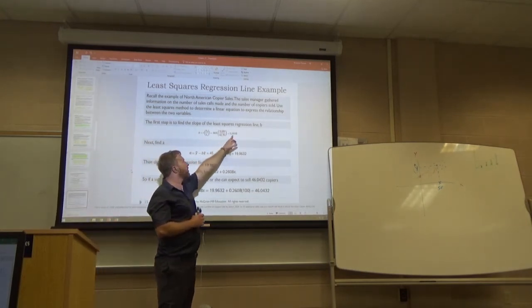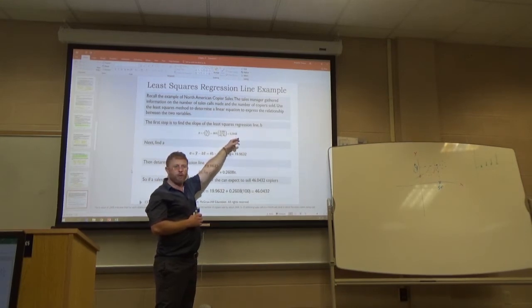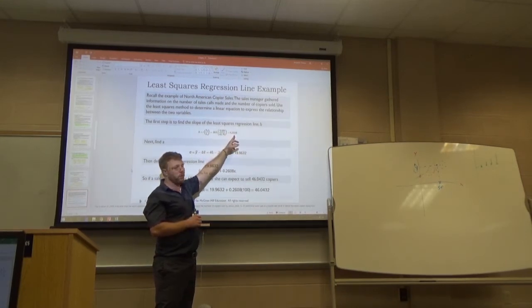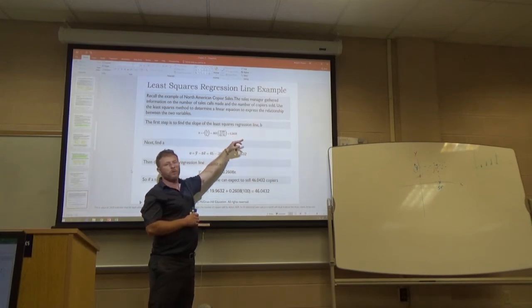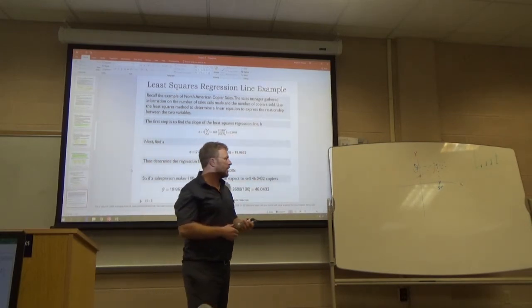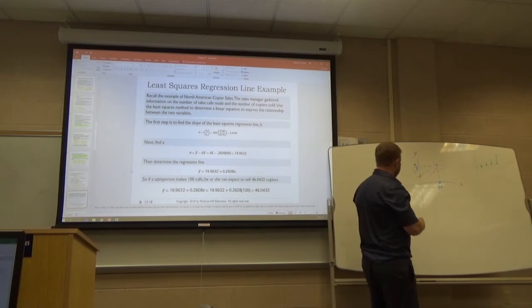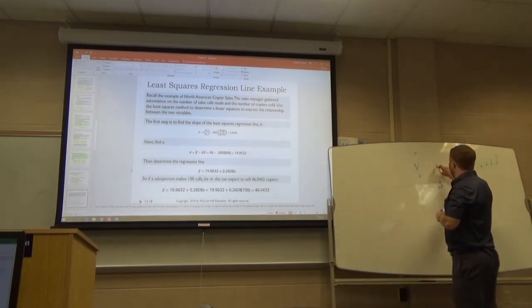Times our 2 deviations gives us that. Now, we're not going to go through all the math here because we're going to do this on the computer, frankly. But anyway, 0.2608. So where would I plug that in on this graph over here? That's my B, isn't it?